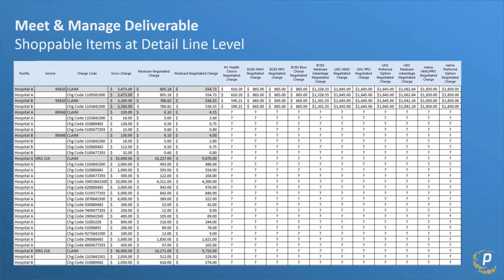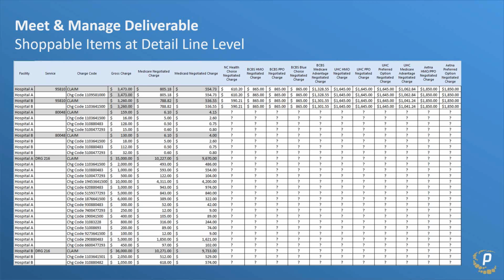Now, to meet this particular shoppable file, this example on screen begins to show you how the data may be presented. This particular example has two hospitals, Hospital A and Hospital B. And in the first couple of lines with the service line CPT code 95810, we can see that particular claim has one charge line level, and we list the gross charge and then the negotiated charge or rate, if you will, for all payers and plans.